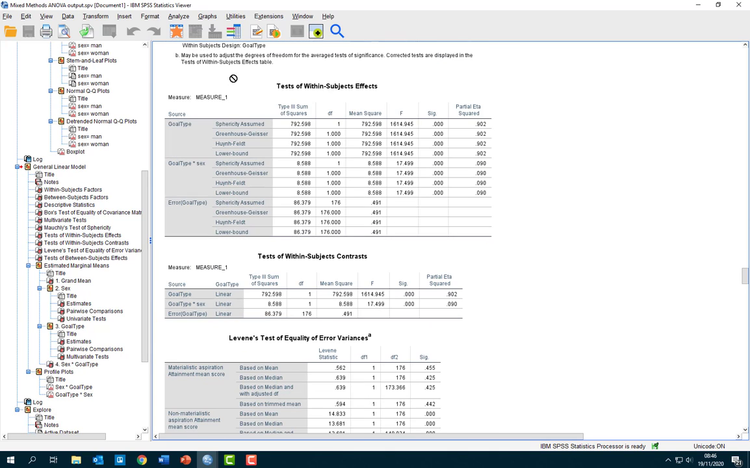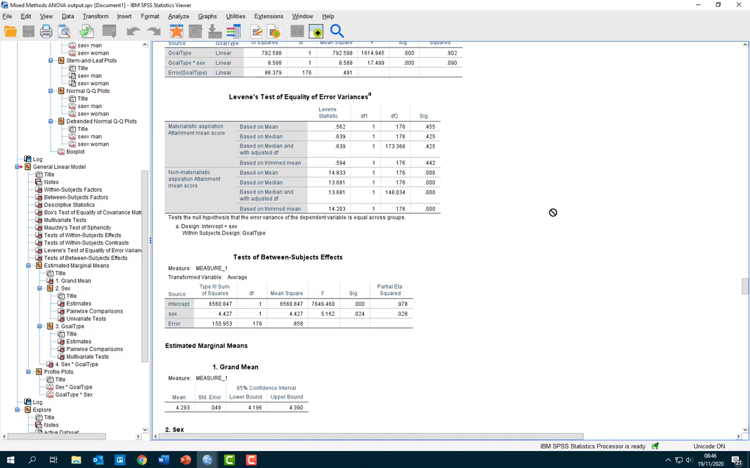What it means is when we choose which row of test statistics to interpret, then within the tests of within-subjects effects, we can use the sphericity assumed statistics for goal type and for the goal type and gender interaction term there. The next piece of information we need to look at is Levene's test of equality of error variances. This is similar to the homogeneity of variance test in a t-test. So we're interested in looking at this based on the mean, so we can ignore this.